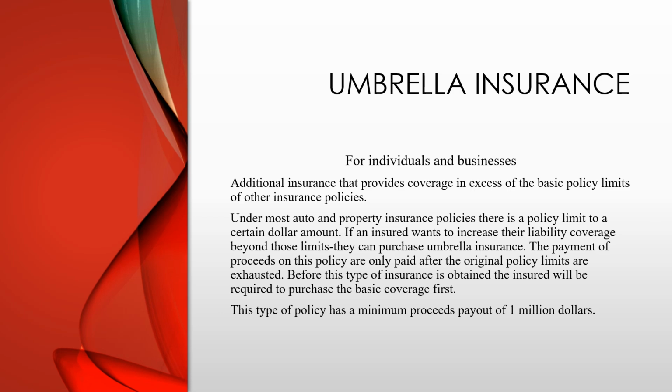So before this type of insurance is obtained, the insured will be required to purchase that basic first coverage. You can't just jump to umbrella insurance. And this type of policy has a minimum proceeds payout of $1 million. And it could be higher depending on what risk that the individual or business wants to cover.